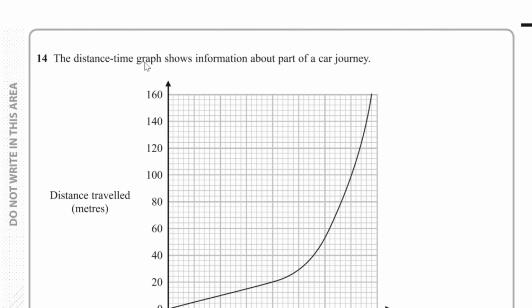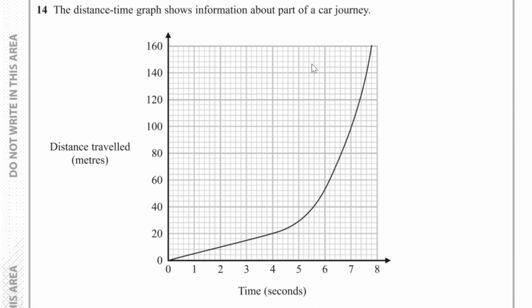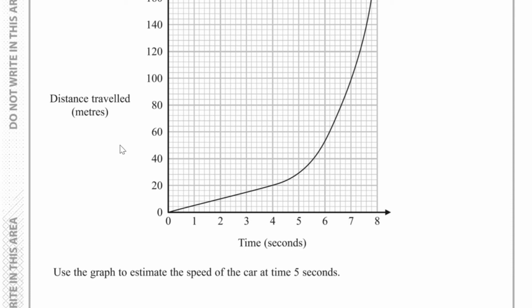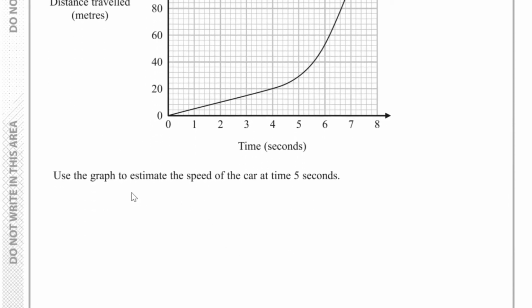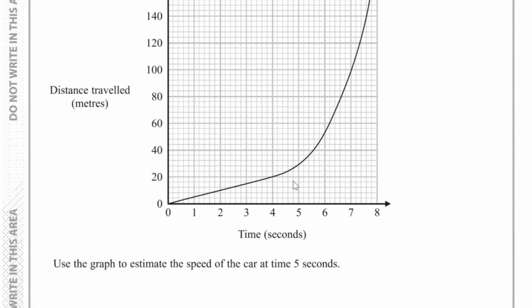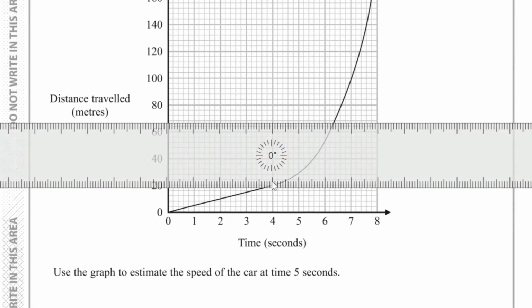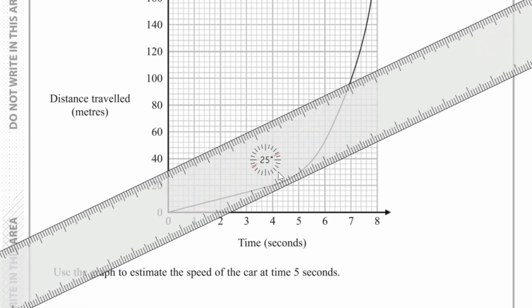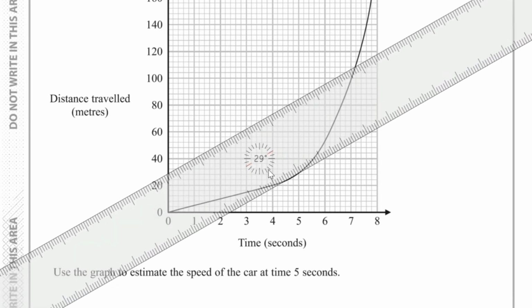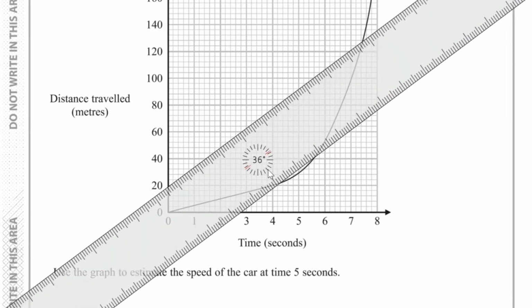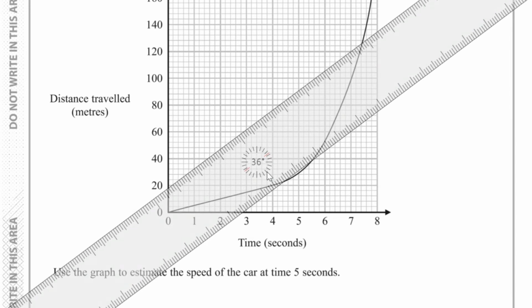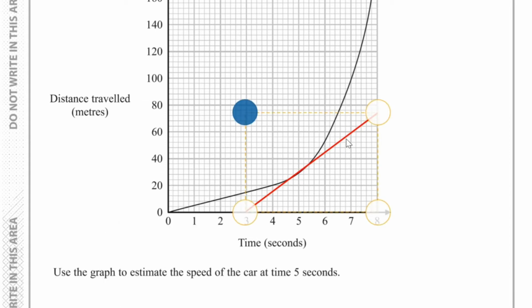Question number 14. The distance time graph shows information about part of a car journey. We've got the distance travelled in meters and the time in seconds, and we have to use the graph to estimate the speed of the car at time 5 seconds. Well, at 5 seconds, what we can do is draw a tangent to the curve at 5 seconds. So if we do that, we have something looking like this.